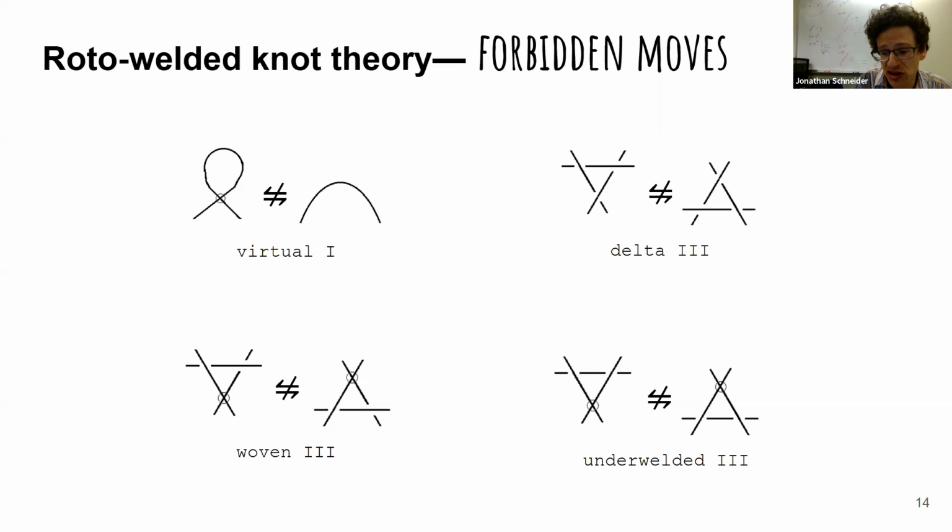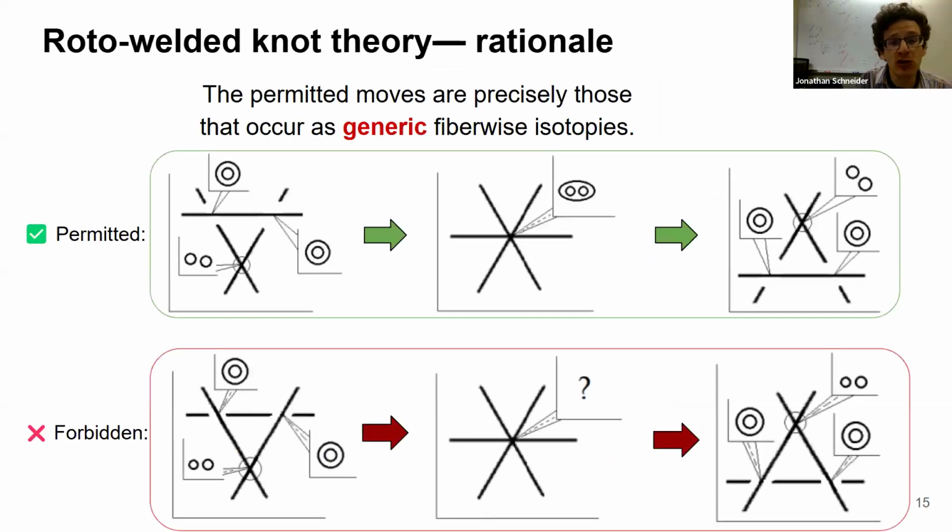Welded knot theory, of course, is a diagrammatic theory that I believe goes back quite a ways, I think to the 90s, that did allow the virtual 1 move, and otherwise it was the same as what I'm describing to you now. However, we have had to forbid the virtual 1 move for reasons I'm now going to reveal to you. Here is the rationale for why some moves are permitted and some moves are forbidden.